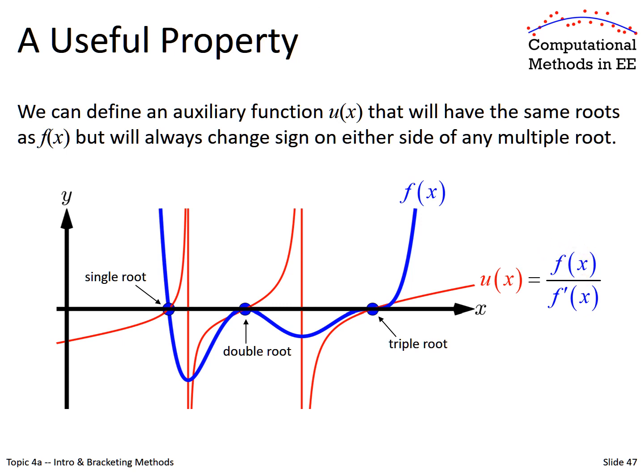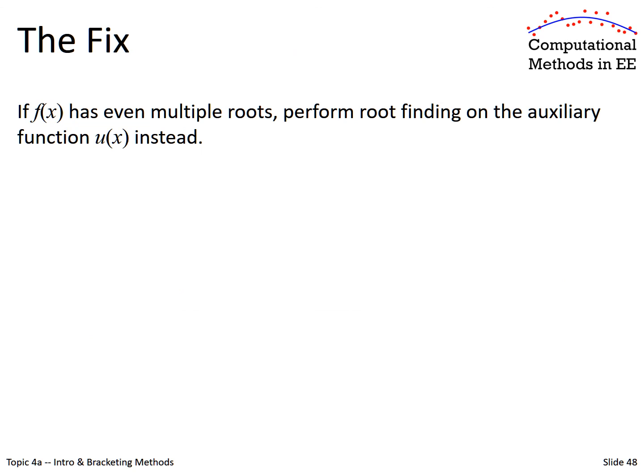But the interesting thing, if we look at the original f, for example, this double root, there's no sign change here in f. We couldn't apply a bracketing method. But the red line is this auxiliary function, same root, but it changes sign. And hey, look, it's even pretty linear around that root. So instead of root finding on f of x, we simply root find on u of x, and we can use our bracketing methods. So, in summary, we root find u of x instead of f of x.